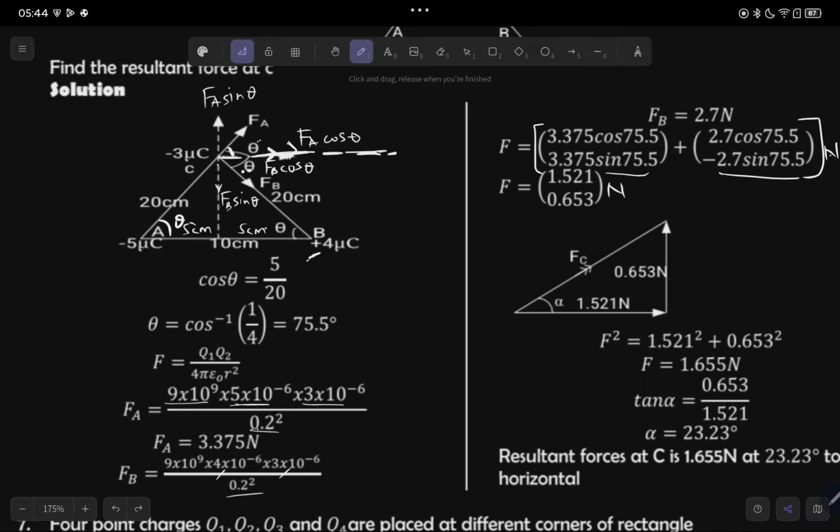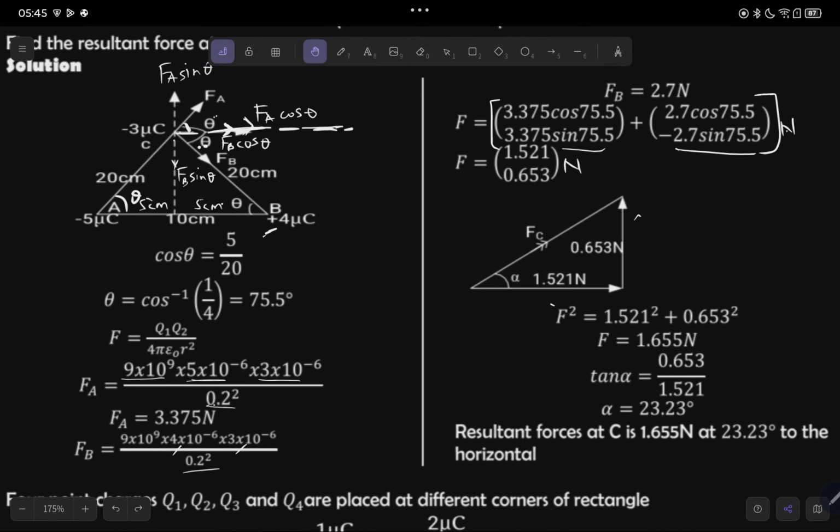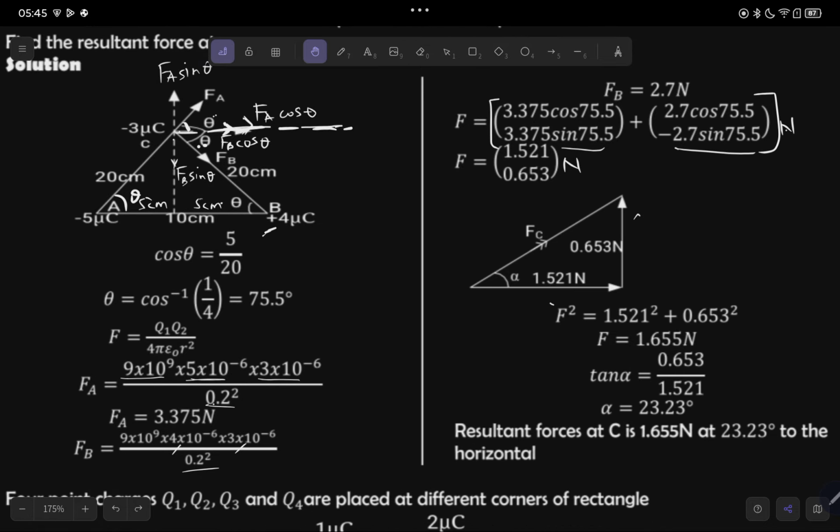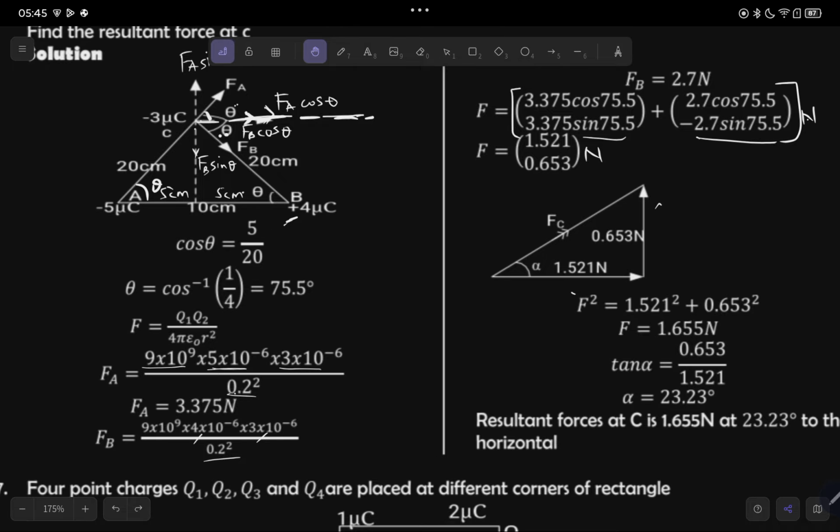So using Pythagoras theorem, we get the force magnitude of 1.655. Then getting the angle alpha using tan inverse of opposite over adjacent, we get 23.23 degrees. And we conclude by saying, therefore, the resultant force at C is 1.655 newtons at 23.23 degrees to the horizontal.